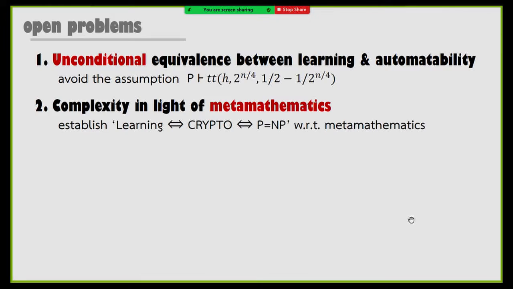Second, so our results show how to establish a connection between central concepts of complexity theory in the context of metamathematics, a connection which we do not know how to establish otherwise. Is it possible to resolve other questions in complexity theory in this setting? For example, can we show that learning and cryptography are equivalent? This would be very exciting, but the methods which are used in our proofs do not seem to be very useful in this case.